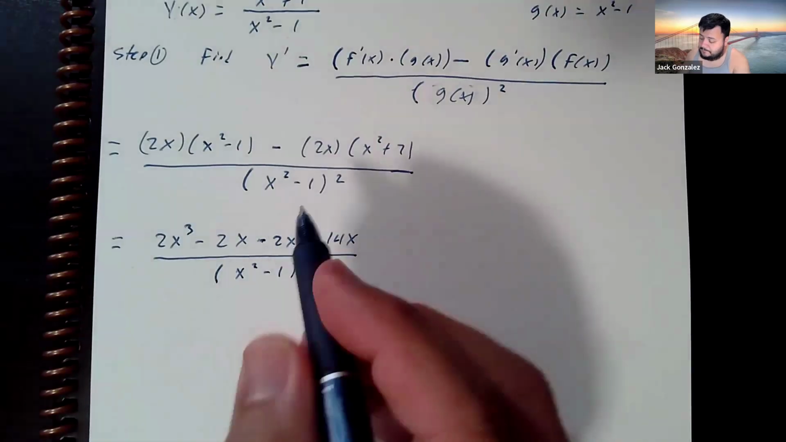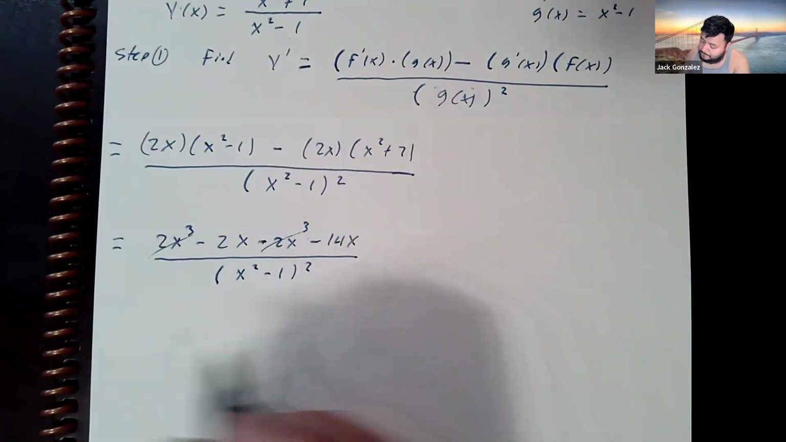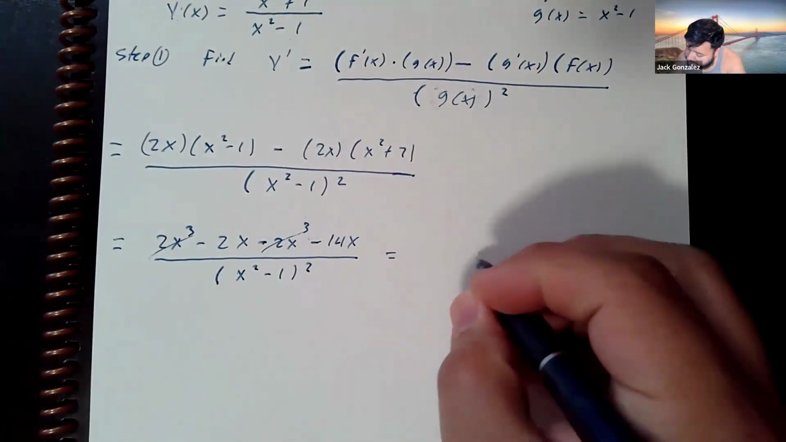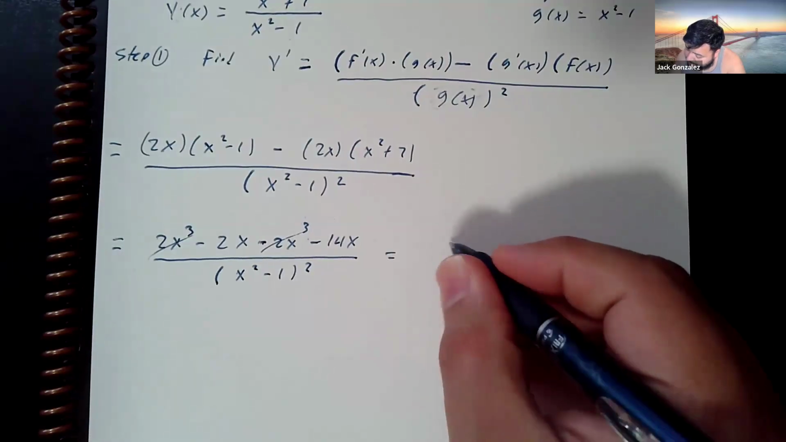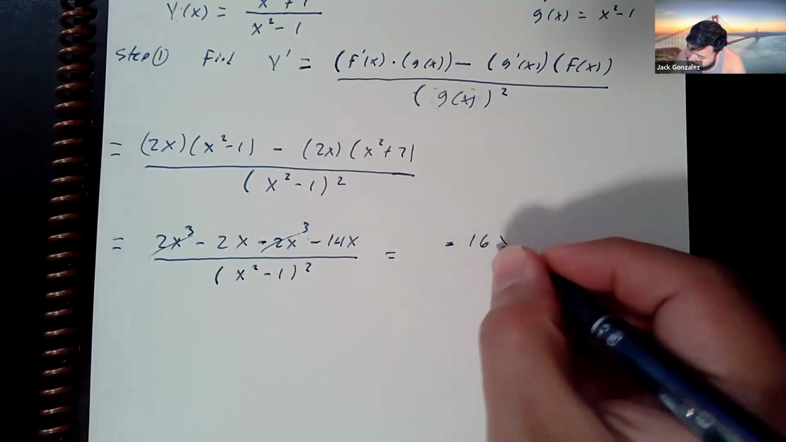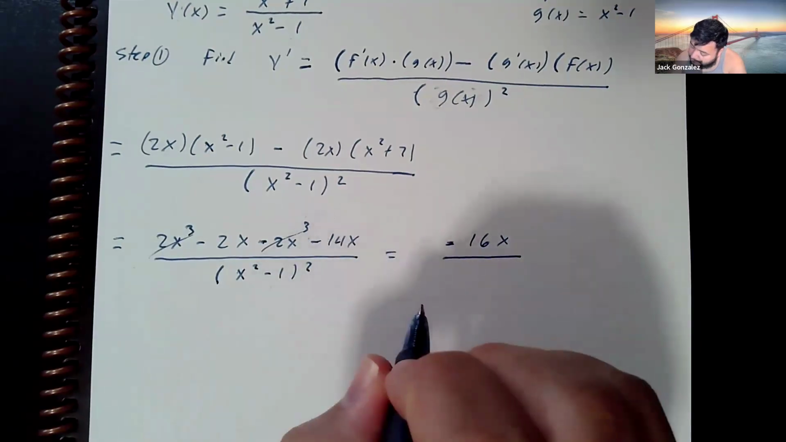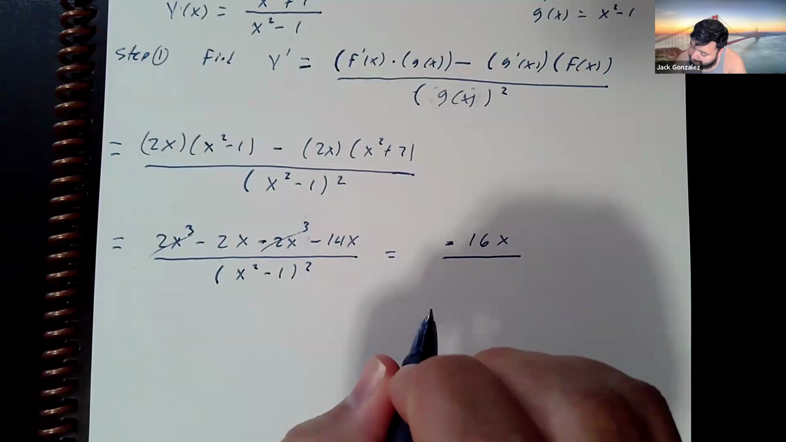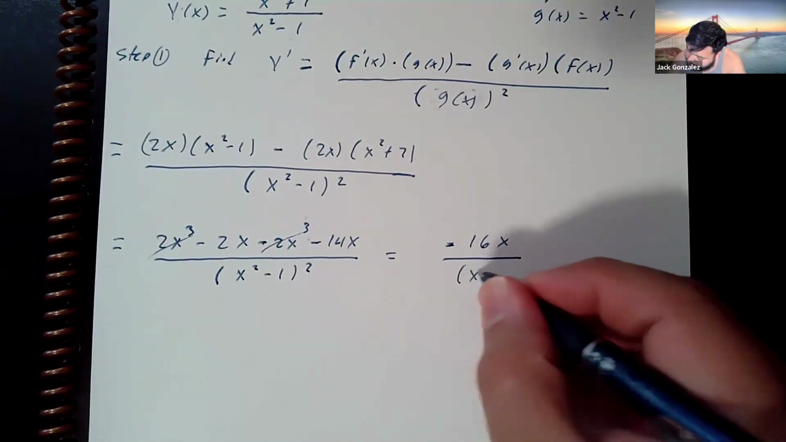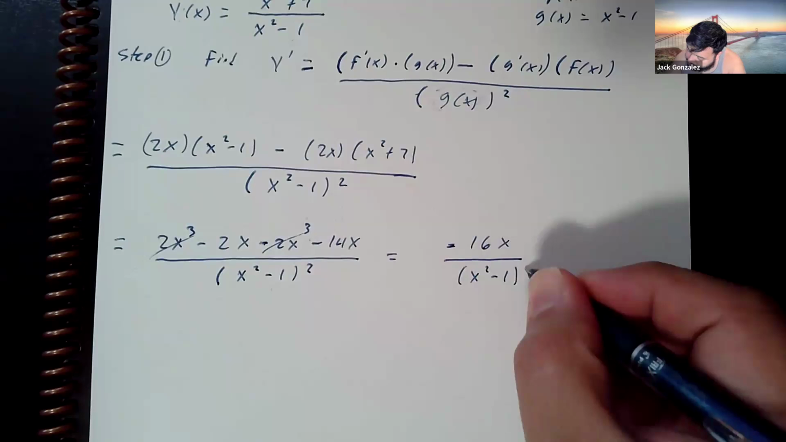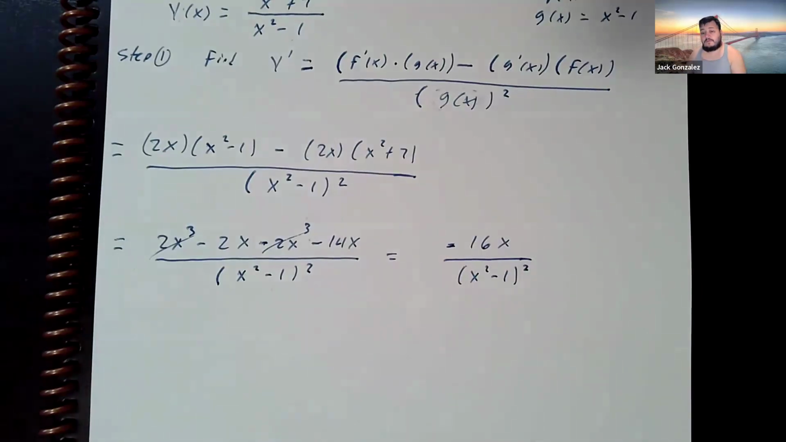This simplifies a little bit, right? These are gone. So that'll give us negative 16x over this garbage. I'll just leave it as is. So there's y prime. Let's do it again.